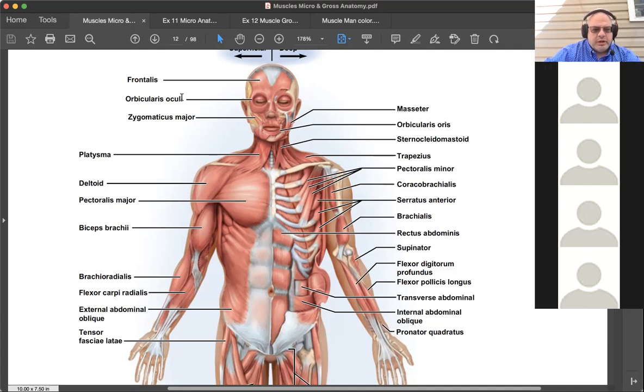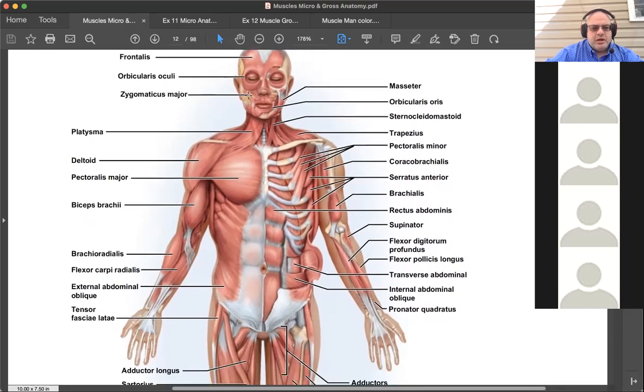Orbicularis oculi is around our eye, orbicularis oris around our mouth. It allows us to close our eyes tightly, and the one around your mouth allows you to pucker up. Zygomaticus major causes us to smile. You don't see temporalis here because it's on the side of the temporal bone, but temporalis and masseter both are chewing muscles. You can feel temporalis: put your finger on your temple and clench your jaws, open and close a couple of times. And masseter, you can do that if you put your finger anterior to your ears, and then clench your teeth as well.